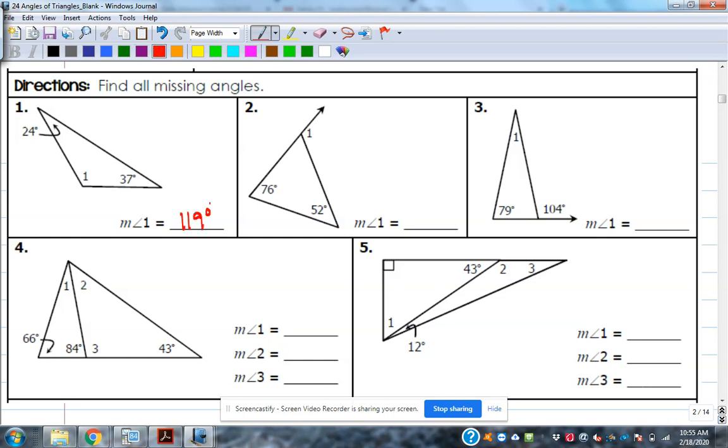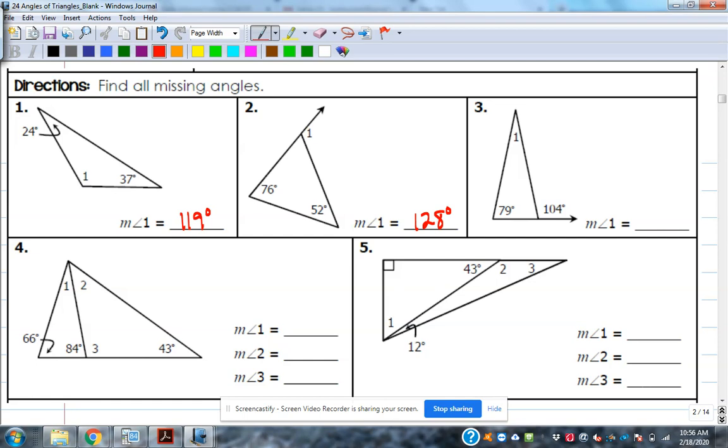119 degrees. Number 2 uses the exterior angle theorem. So angle 1 is going to be the sum of those two. So it's just a straight addition. How much? 128, yeah.